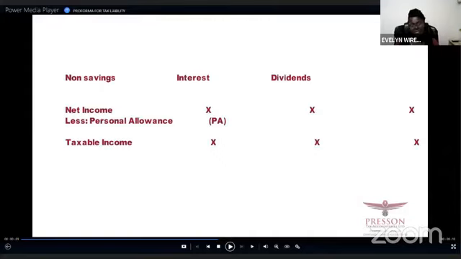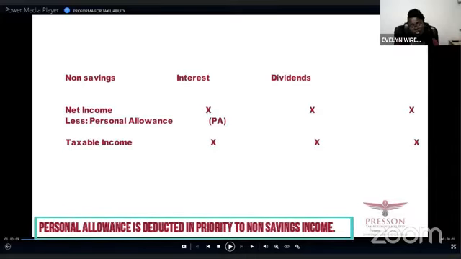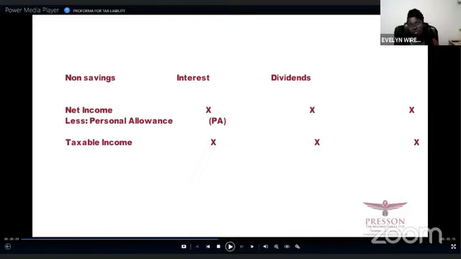We will normally take out the personal allowance first from your non-savings income. And then if there's any remaining, it goes to the savings income and then to the dividend income. That is how the software will work it out. But it will be nice for you to know, so that when you take your record to your accountant, at least you have an idea of how they arrive at the figure.